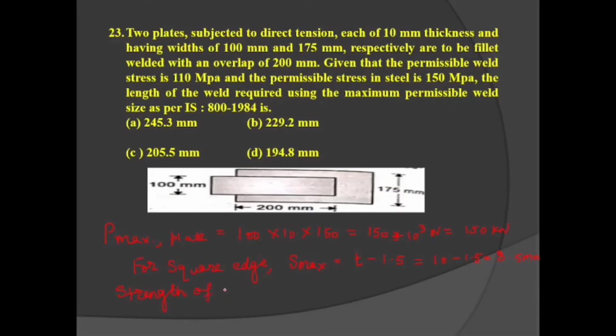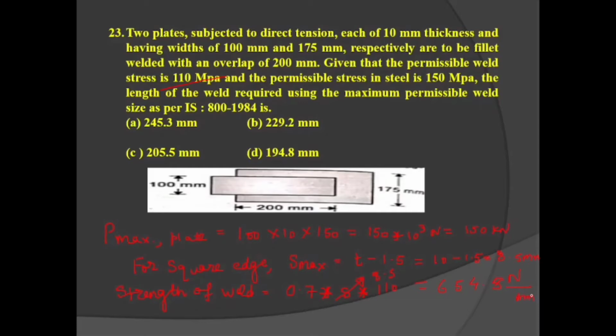Now we are going to calculate the strength of weld, which is equal to effective throat thickness 0.7 times S into permissible weld stress, which is 110 megapascal, that is given to us. The maximum value of S is taken as 8.5. After calculation, I found the value equal to 654.5 Newton per mm.